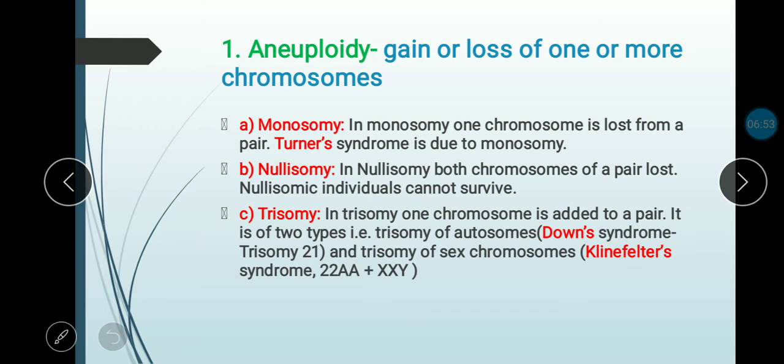Trisomy of sex chromosomes means the addition of a third chromosome in the sex chromosomes. Its example is Klinefelter's syndrome. That is, 22 autosomes are there, and the sex chromosomes are XXY, meaning one X is additional. This is a genetic disease due to this change in chromosome number.